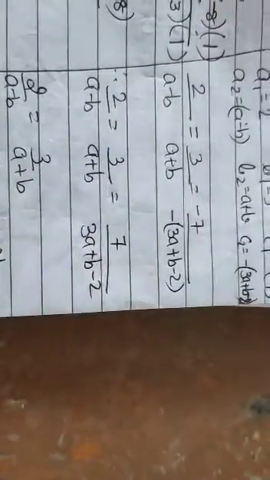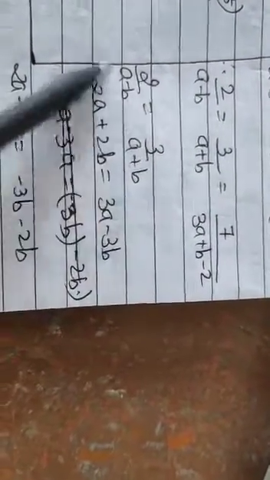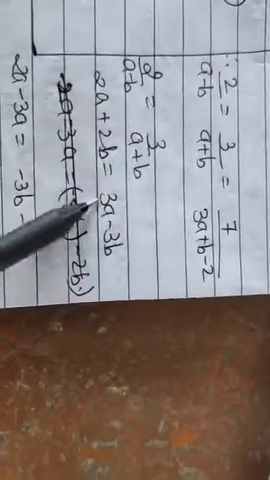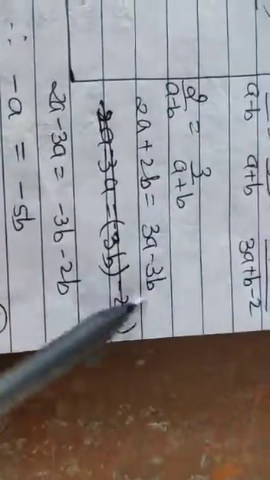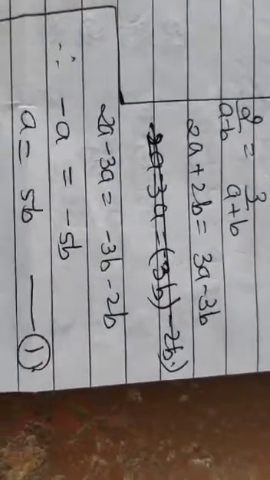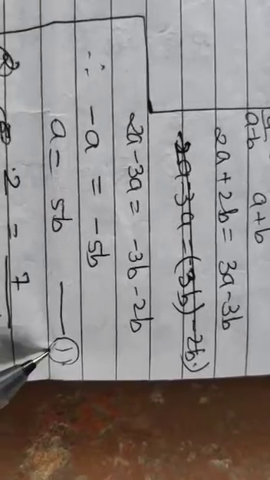Clear or not? So if you take the first 2 ratios, I have written the first 2 ratios and then cross multiply. 2 times a plus 2 times b is 3 times a minus 3 times b. So 3a will be crossed over, so 2a minus 3a, and 2b will be taken onto the other side. So I will have minus a is equal to minus 5b, so a is equal to 5b. This is one situation which I will get.